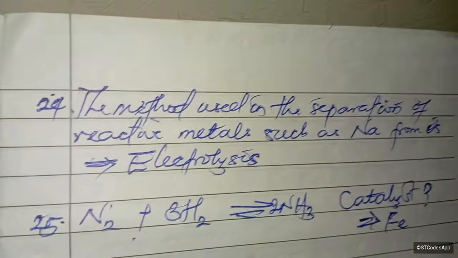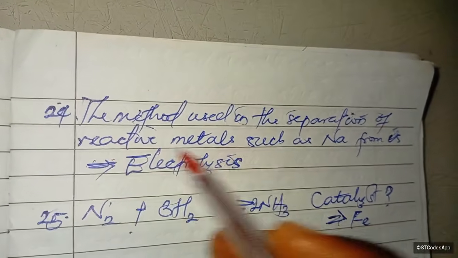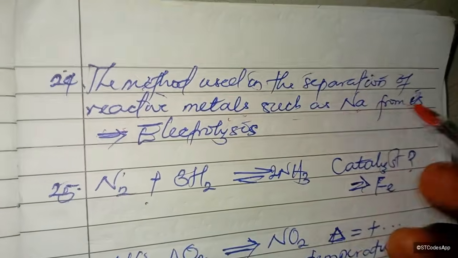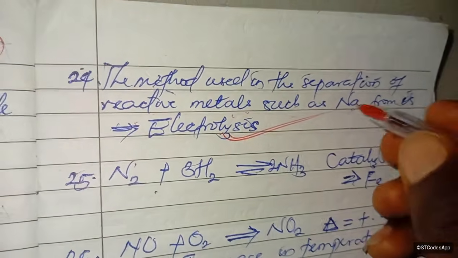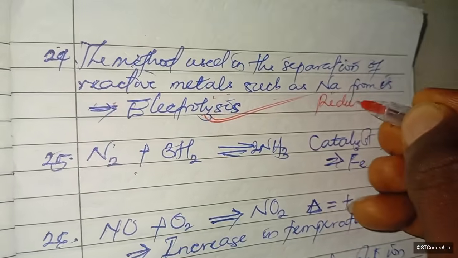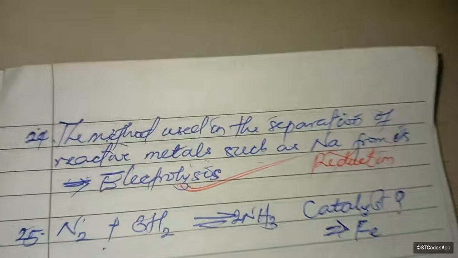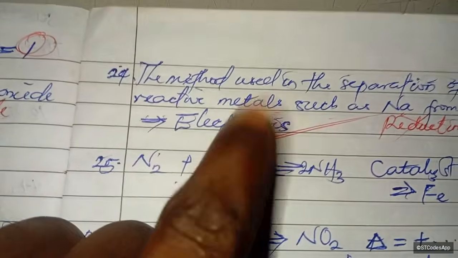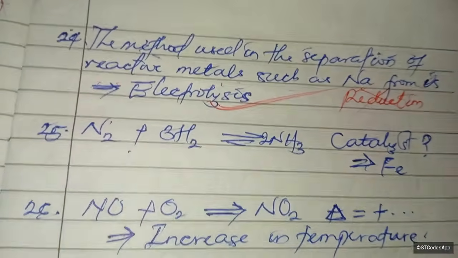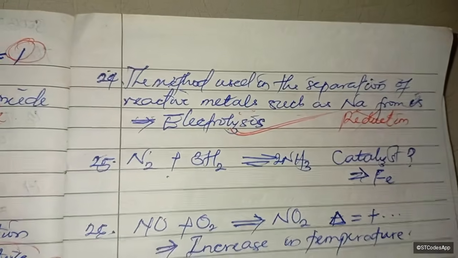The method used in the separation of reactive metals such as sodium is electrolysis. Yes, they are too reactive to be extracted using reduction by carbon. They are very much more reactive than carbon. So for that reason, we use the electrolytic process for extracting them.